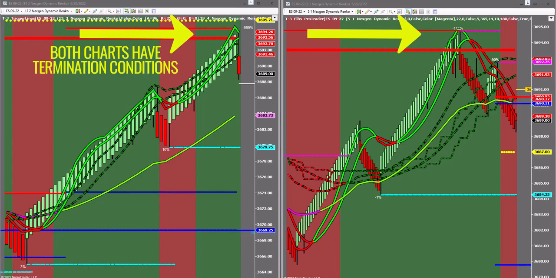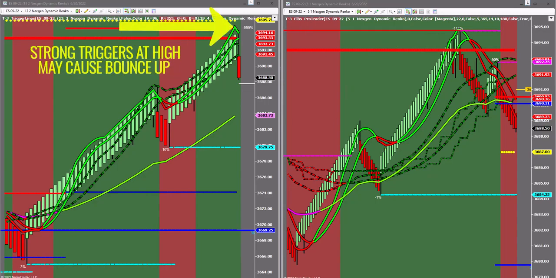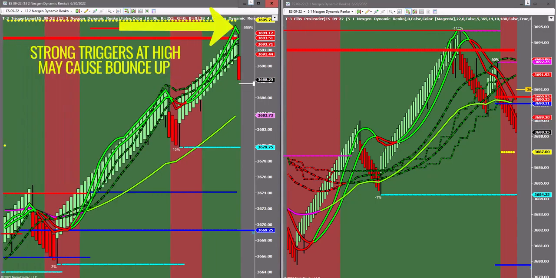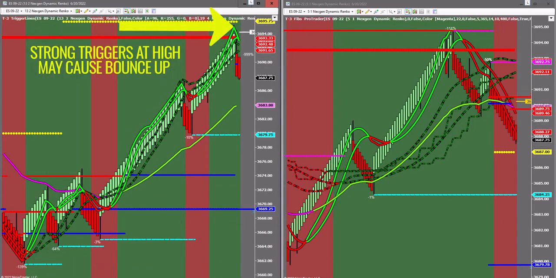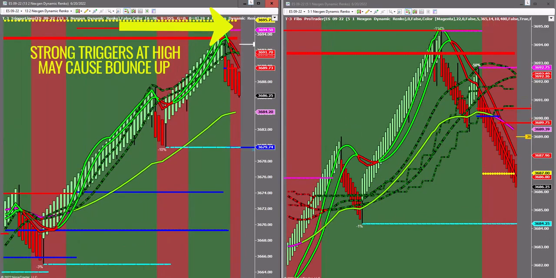In this video, we're going to walk you through good tops and trend trades. You'll notice that both of our charts have termination conditions at Fibonacci resistance, because we do have a strong trigger line configuration into our 13-2 chart, which you'll see we put an arrow in right here. Traditionally that's going to cause a bounce up.